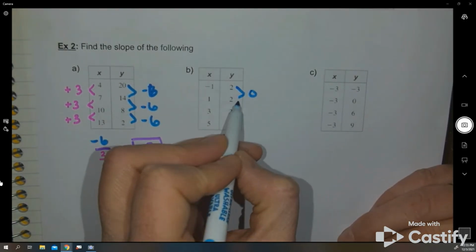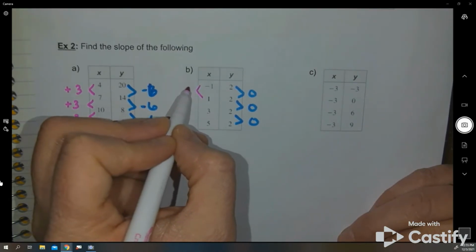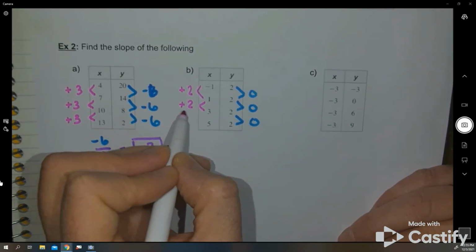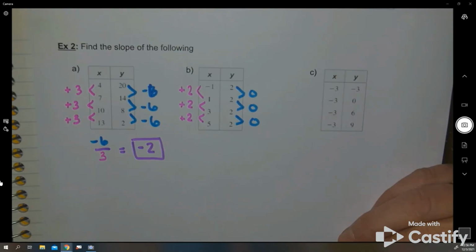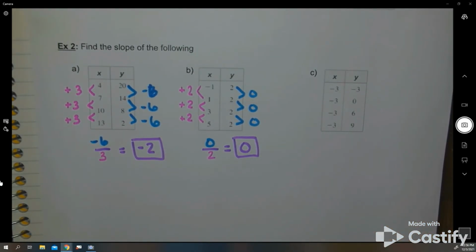All right, from 2 to 2 is 0. From 2 to 2 is 0. From 2 to 2 is 0. Negative 1 to positive 1, we go up positive 2. 1 to 3, we go up 2. 3 to 5, we go up 2. So again, all these ones were the same. So it's 0 over 2, and 0 divided by 2 equals 0. So the slope for this one is 0, which means that it is a horizontal line, so a flat line.